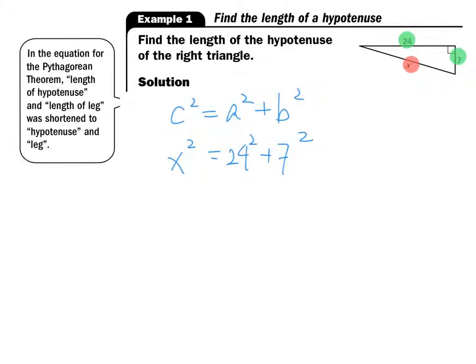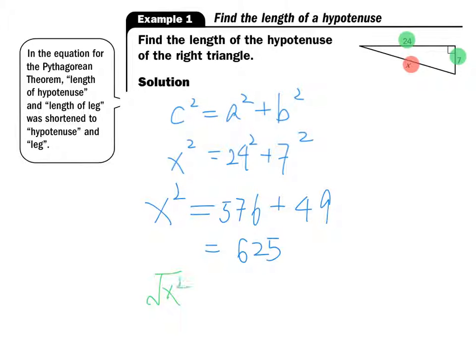So if you use your calculator, 24 squared equals 576. 7 squared is 49. So if you add them together, we end up with 625. Now, in order to solve for x, I have to take the square root of x squared, and then take the square root on the right-hand side. And you should know by now that 25 squared is 625, and therefore I can draw the conclusion x equals 25.